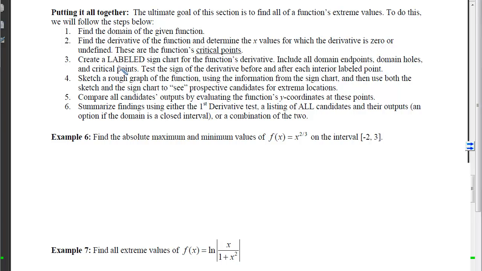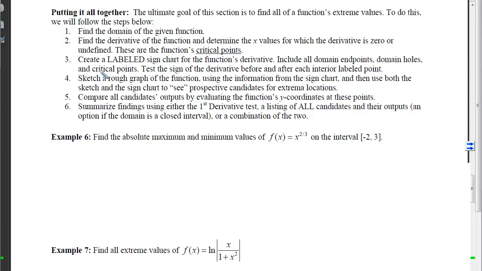So the next thing we'll do is create a labeled sign chart for the function's derivative. And on that sign chart, we're going to include the domain endpoints, the domain problems, and all of the critical points. And then we're going to test the sign of the derivative before and after each interior point. Once we have step 3 done, we can sketch a rough graph of the function, and that picture will enable us to see the prospective candidates for extrema. We'll see whether the endpoints are high or low, and we'll see whether those interior points are high or low.